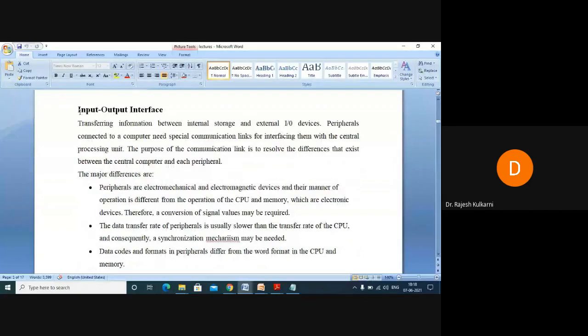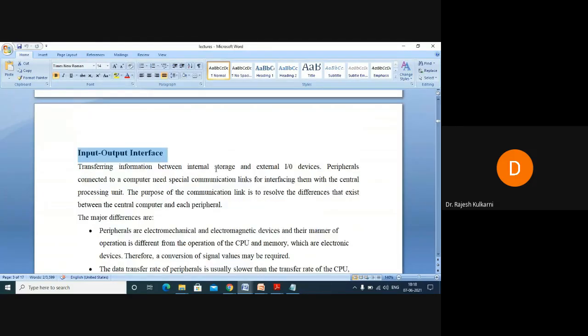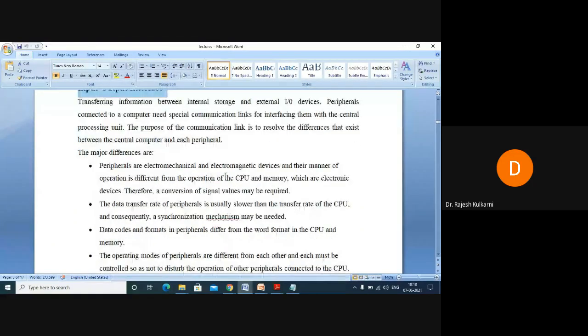Then input output interface, you always remember my example. I am trying to run along with the fastest runner in the world, say Usain Bolt. So similarly, peripheral devices are trying to work with the CPU. Here CPU is Usain Bolt and all the peripheral devices you can treat like me. So there are differences in the formats, data transfer rates, the mechanism, the devices which they are made of, which I had mentioned here.